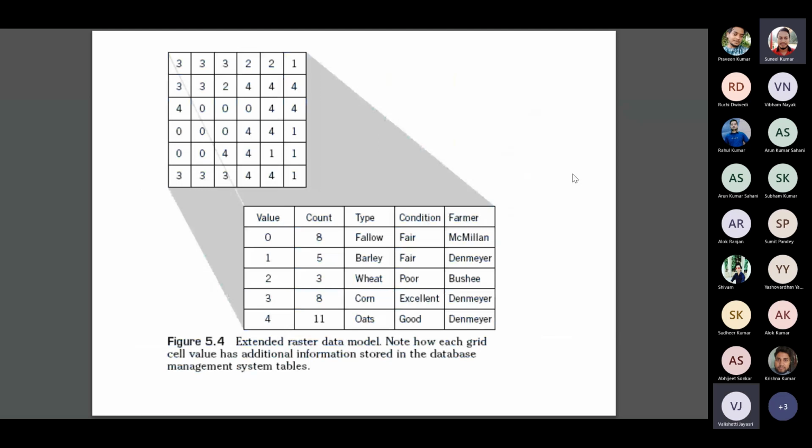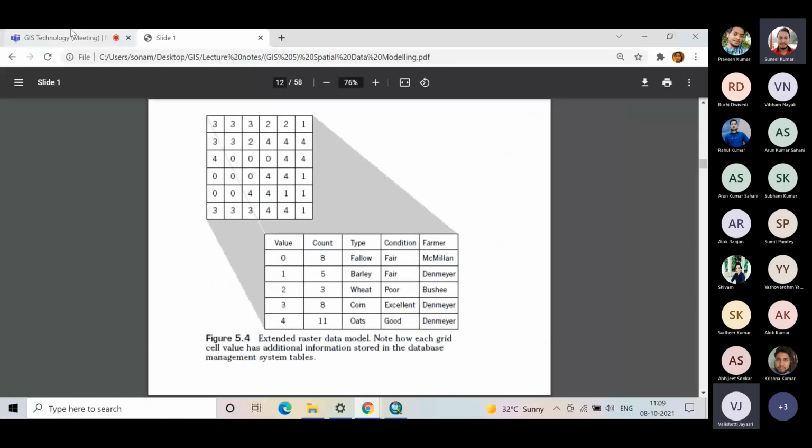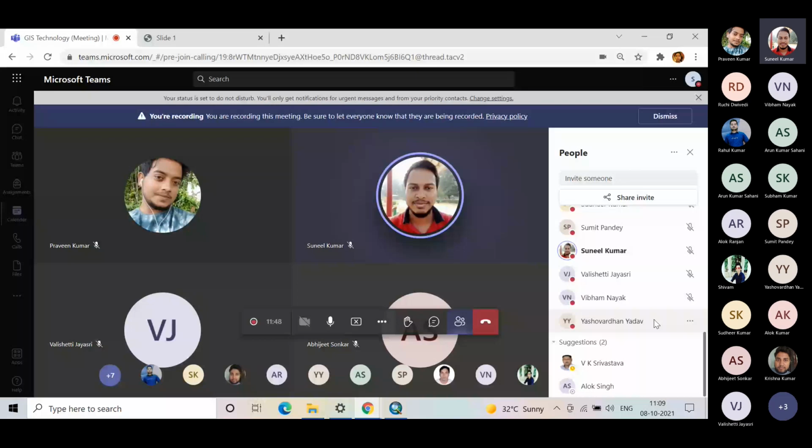Okay, Yashovardhan? Yes, ma'am. What is tessellation? Ma'am, it is a data spatial model. Please repeat. It is a type of data spatial model. No. What is tessellation?